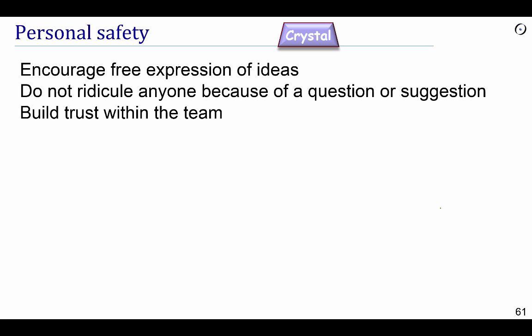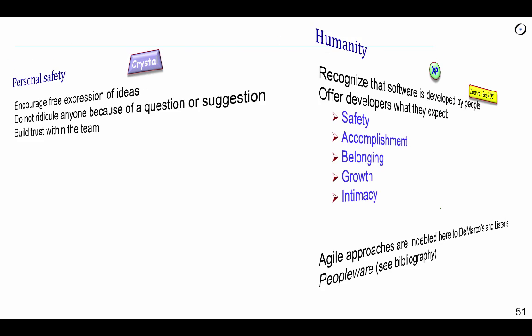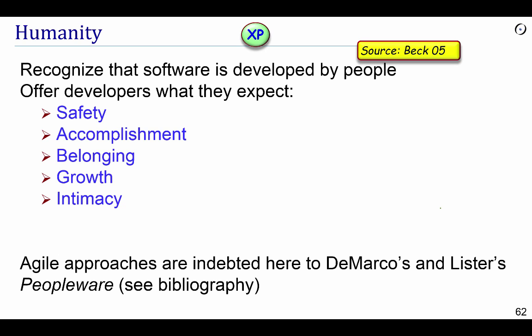A couple more principles coming from Crystal, more on the personal side. Crystal emphasized the human nature of software development very much. Personal safety, encourage free expression of ideas. Alistair Cockburn tells us, do not ridicule anyone. This is more like good practices in a team. And humanity. This is in fact from Extreme Programming. It goes in the same general direction.